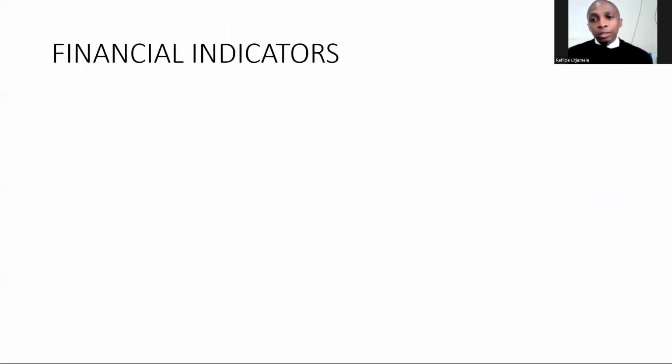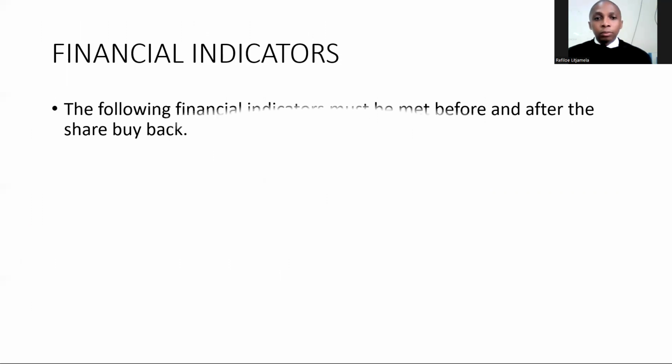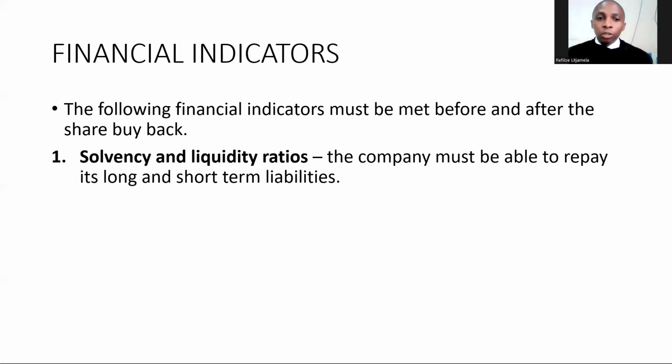Now, these are the financial indicators that must be met before and after the buyback. The first one will be solvency and liquidity ratio. Solvency relates to the company's ability to settle long-term debts, so the company must be able to settle its long-term debts before and after the buyback. And liquidity refers to the company's ability to settle short-term debts. So the company must be able to pay its short-term liabilities before and after the buyback. So long-term and short-term liabilities must be paid before and after the buyback, all right?